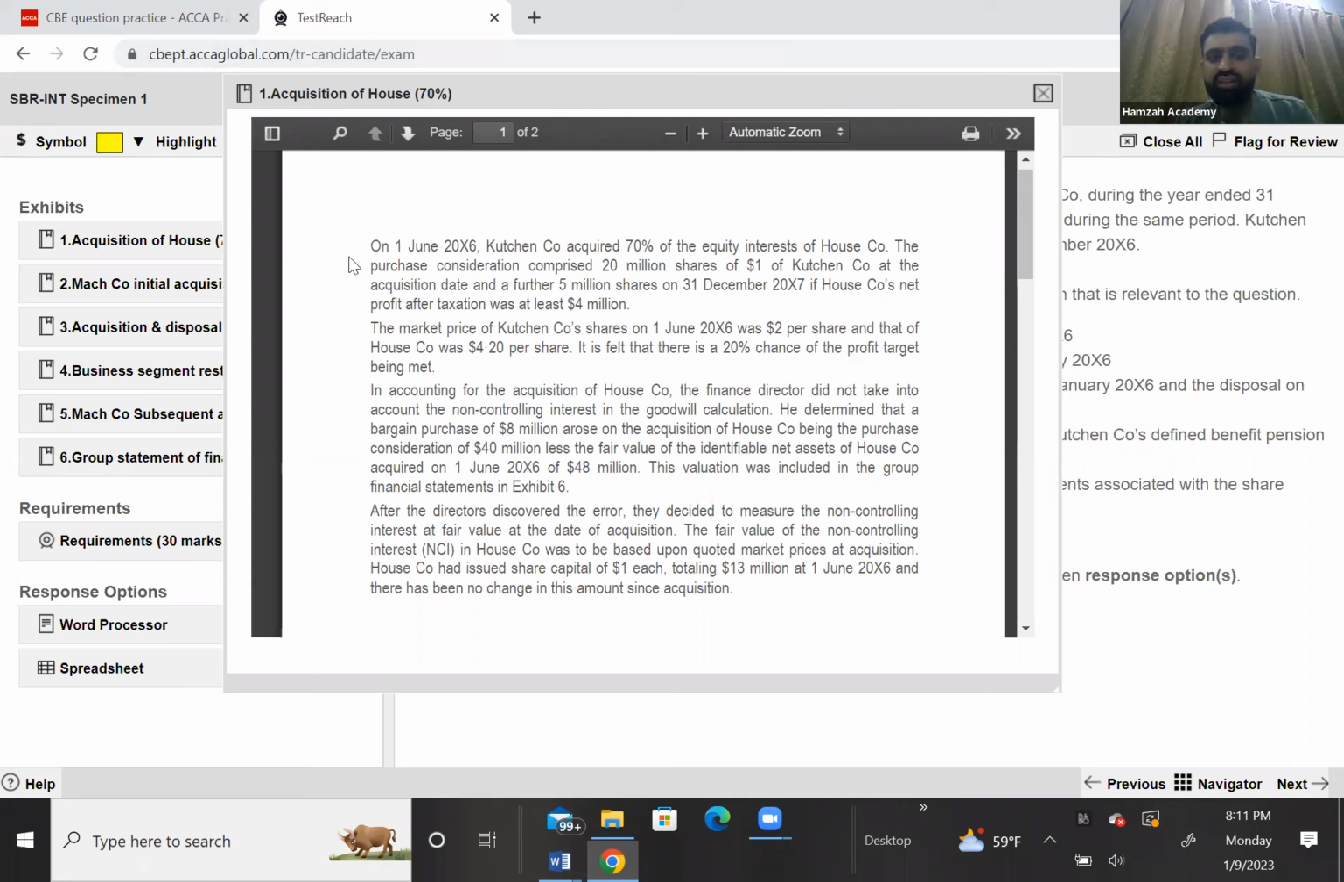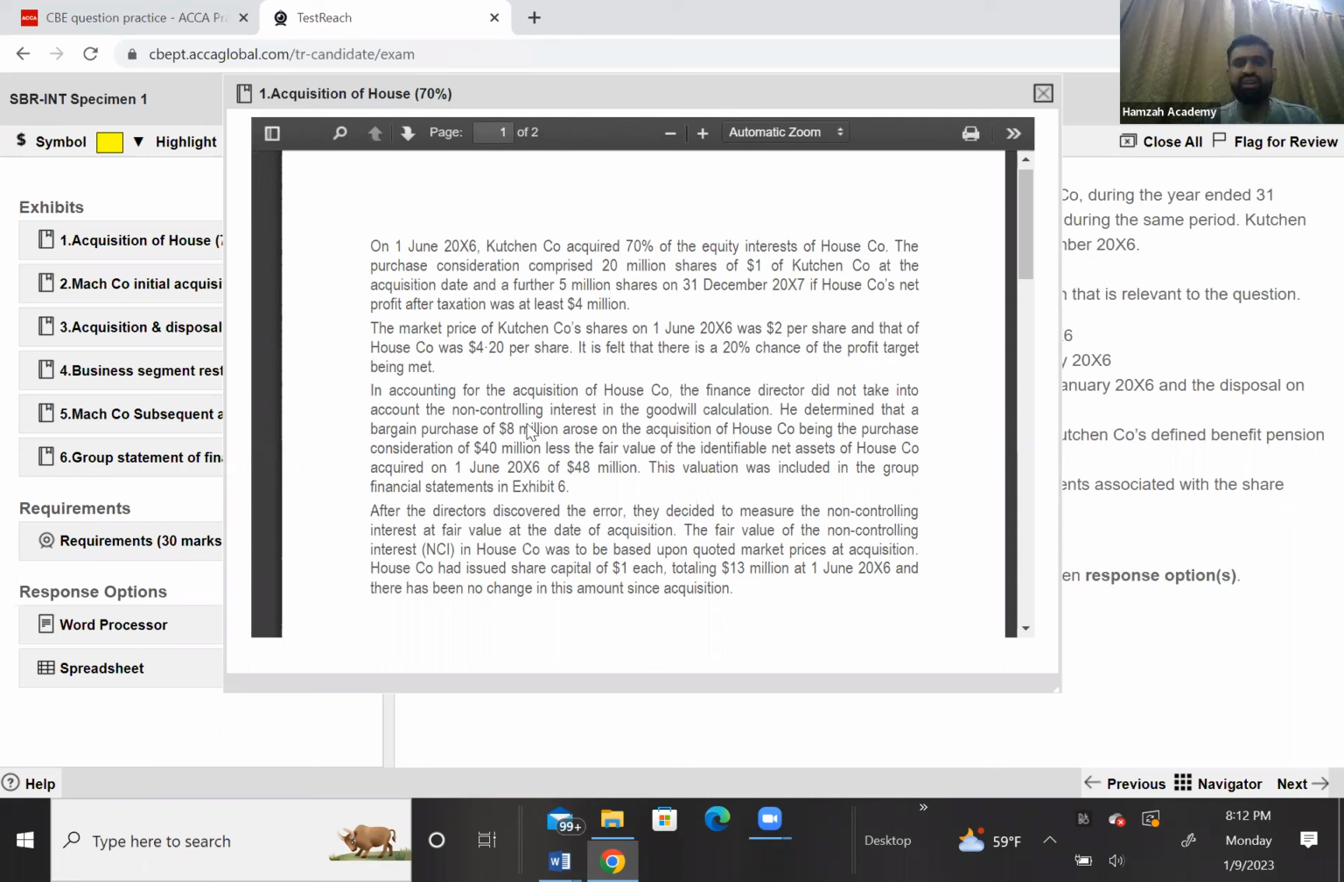When you read it, there will be detail given that on 1st June X6, Cushion Company acquired 70% equity interest of House Company. The purchase consideration comprised 20 shares of $1 of Cushion Company at the acquisition date, and a further 5 million shares on 31st December X7 if House Company's net profit after taxation was at least 4 million. So, share exchange and contingent consideration. The market price of the Cushion Company share on the date of acquisition is given, and the details of House Company and other details would be given here.